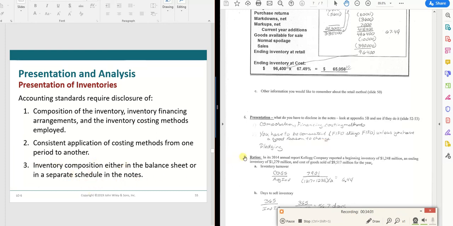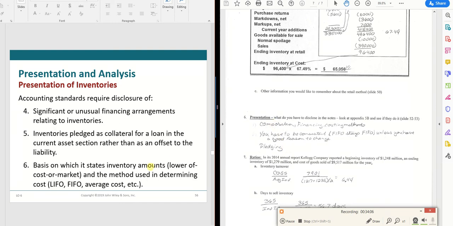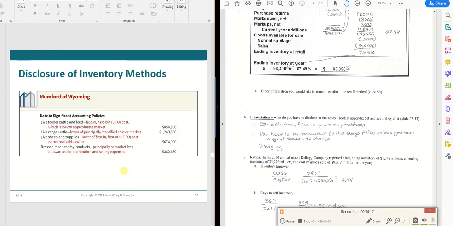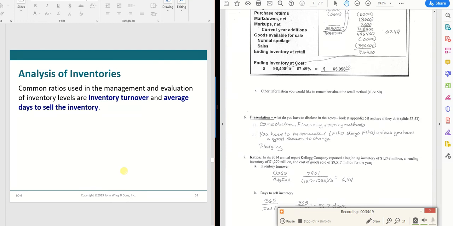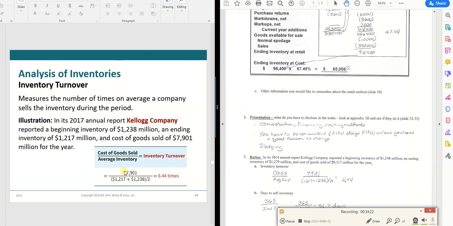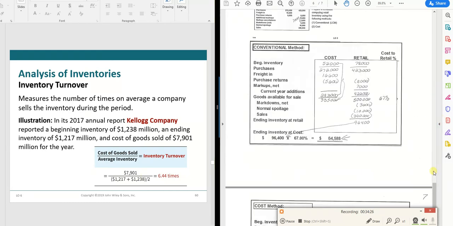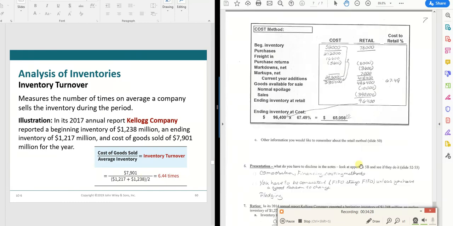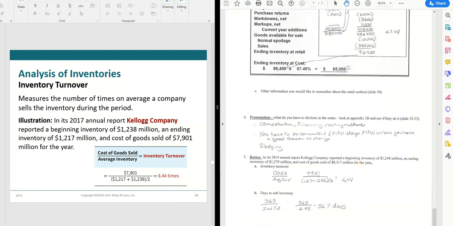You have to have the composition of inventory, which means raw materials, work in process, finished goods. Any significant or unusual financing arrangements, I've already got that. You have to disclose if it's pledged as collateral for a loan, and we've already talked about the basis. The last thing in this chapter are some ratios. The two ratios that pertain to inventory are inventory turnover and days to sell inventory.